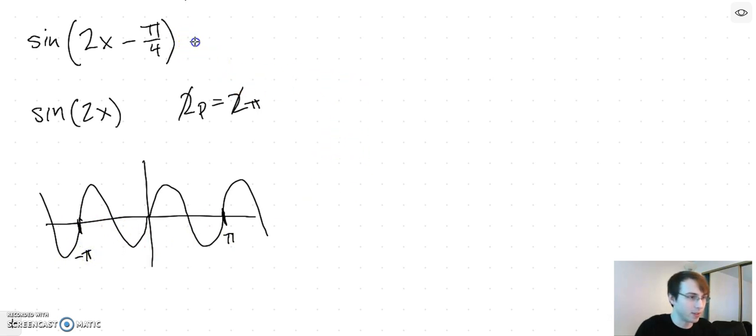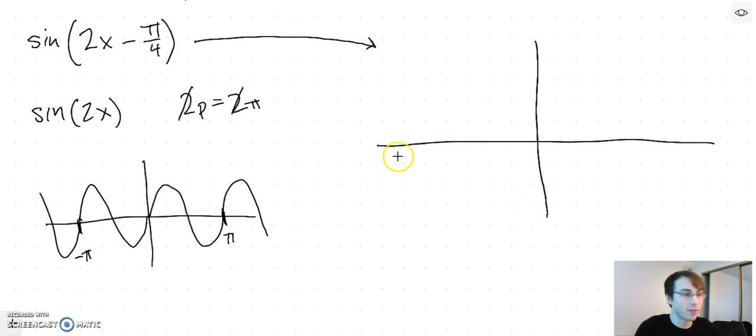Now let's do sine of 2x minus pi over 4. So this is a phase shift of pi over 4, or negative pi over 4. When we plug in 0 originally, we're right here, but now when we plug in 0, we're at negative pi over 4. So we want to take where it goes to negative pi over 4. Well, this is negative pi over 2, so this right here is negative pi over 4, and we're going to shift that to the 0 part.